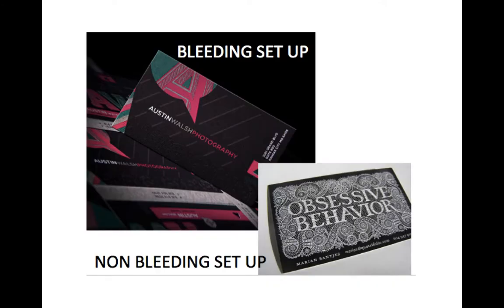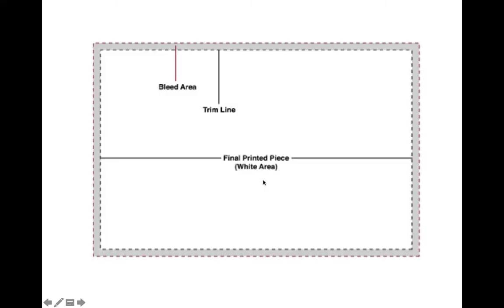The other thing you have to consider is whether you want to have a bleeding setup or a non-bleeding setup. Last class I spoke about this in more detail, but just to review, in a bleeding setup, the artwork is printed all the way to the edge of the paper, and in a non-bleeding setup, the ink doesn't reach all the way to the edge of the paper, so you don't have to add the extra bleed area. So this example explains it a little bit more.